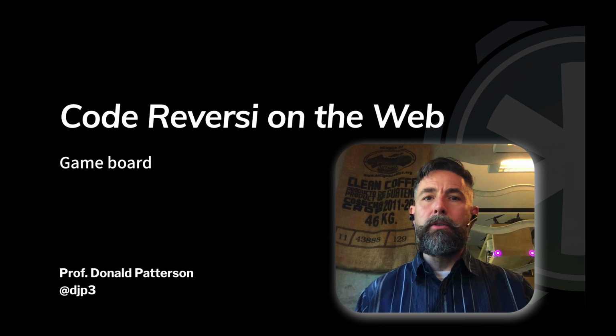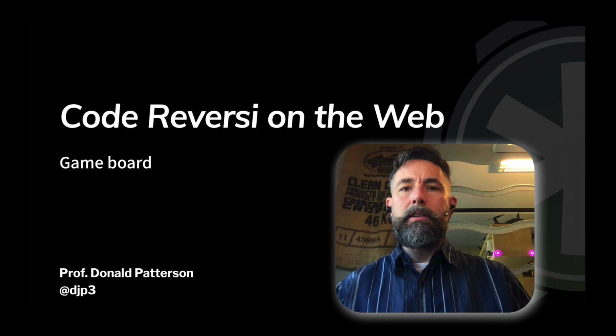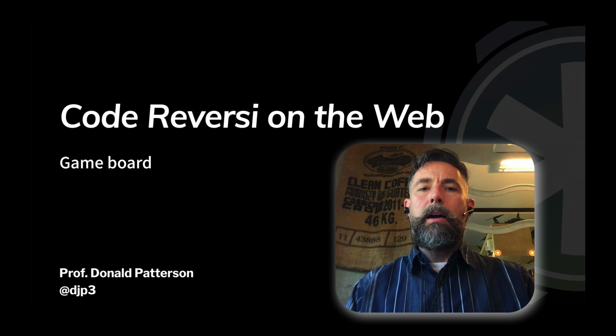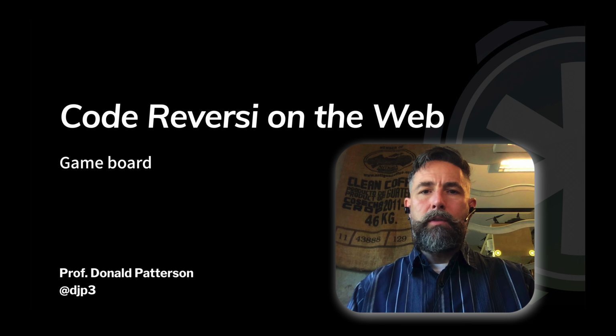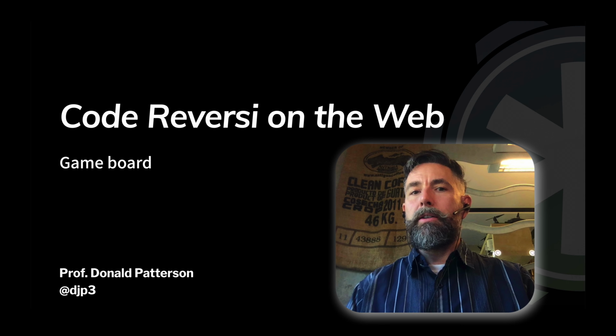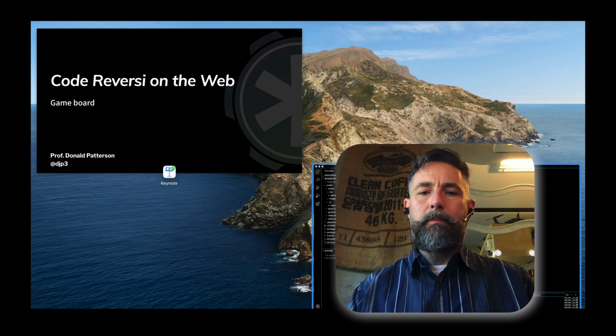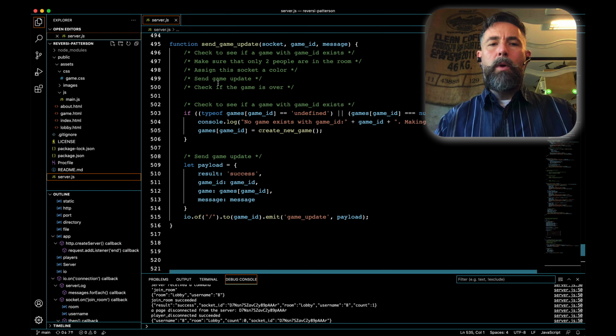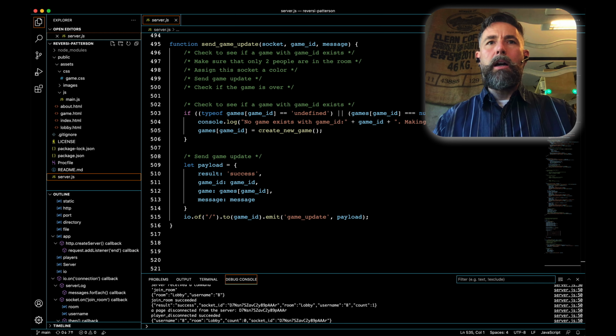There's a lot of technical code in this video, so let's take it step by step. The first thing we're going to do is augment our server so that it assigns colors to players. We'll do that in server.js, so let's go to Visual Studio Code. In server.js, the place where we need our colors to be assigned is in send game update.